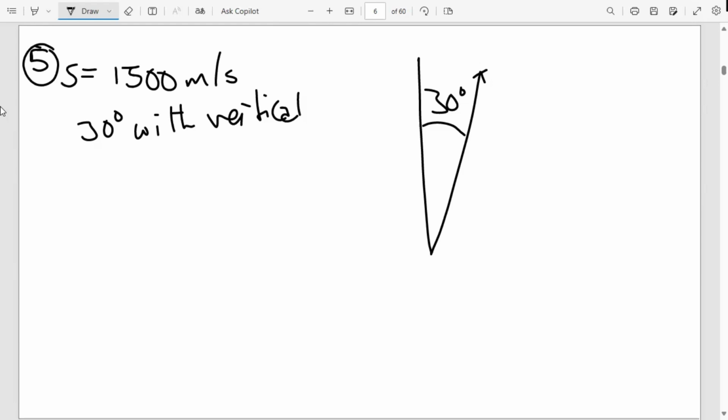And they've told us to resolve the wave's direction into its horizontal and vertical components. So what are we going to do? We're going to say there's Vy and Vx, and Vx is in this axis, whilst Vy is in this axis.